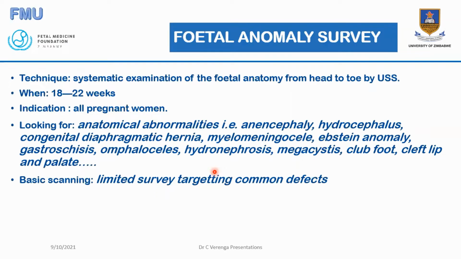In terms of the fetal anomaly scan, what is the actual technique? How should it be done? The actual technique is that the baby should be examined from head to toe, and the optimal period is 20 to 22 weeks. Of course, you may see it written 18 to 22 weeks in your book, but we recommend 20 to 22 weeks to increase the completion rate.